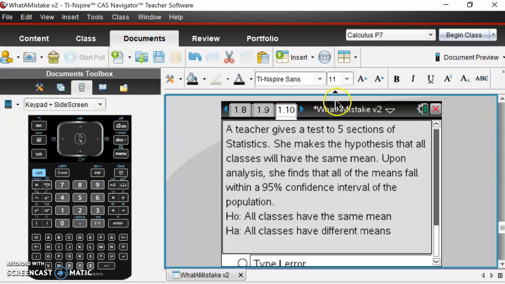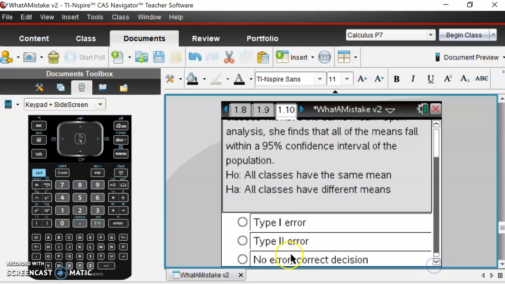Okay? So in this case, a teacher gives a test to 5 sections of statistics. So she makes the hypothesis that all classes will have the same mean. Upon analysis, she finds that all the means fall within a 95% confidence interval of the population. So our null hypothesis is all classes have the same mean, and the alternative is all classes have different means. Well, she finds out that all the means are within a 95% confidence interval. None of them have a low p-value, which means that all the classes have the same mean, which means that there is no error. This is a correct decision.